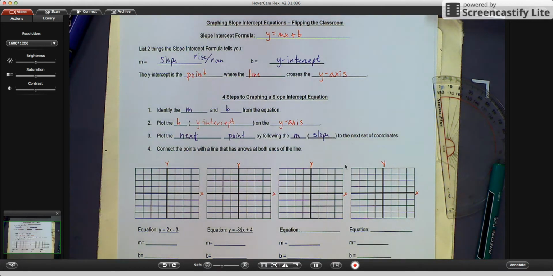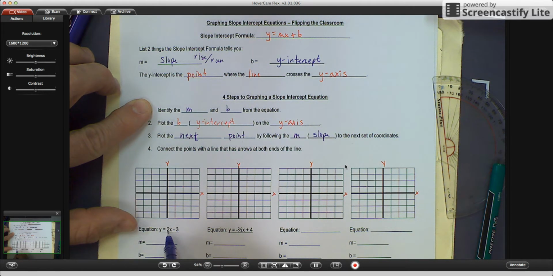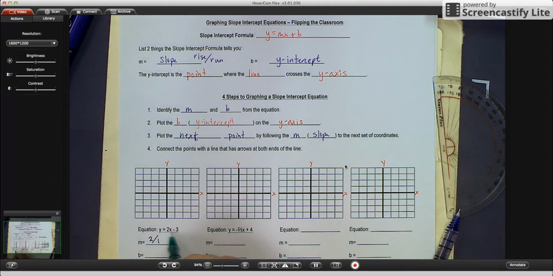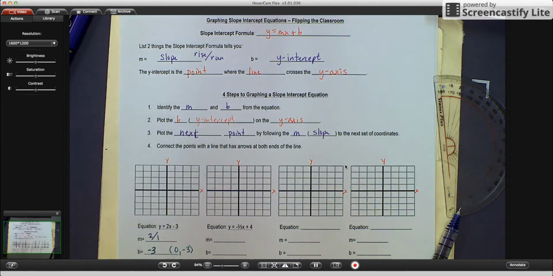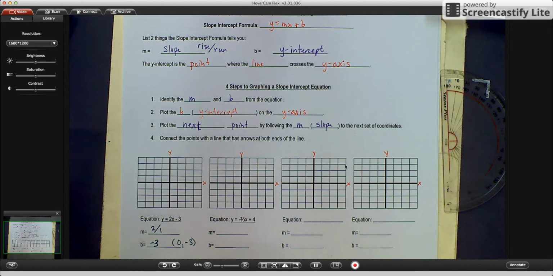So the first equation says y equals 2x minus 3. Step one says identify the m and the b. My m, y equals mx, so my m is right here. It's 2. And for this one, we're going to use our rise over run, so I'm going to put it into a fraction: 2 over 1. And our b, y equals mx plus b, is right here. It's going to be negative 3. Now, as a teacher, if you want to, you could have them write the coordinates down of 0, negative 3. I often do that so that they know that it is a point on a graph and has a set of coordinates.